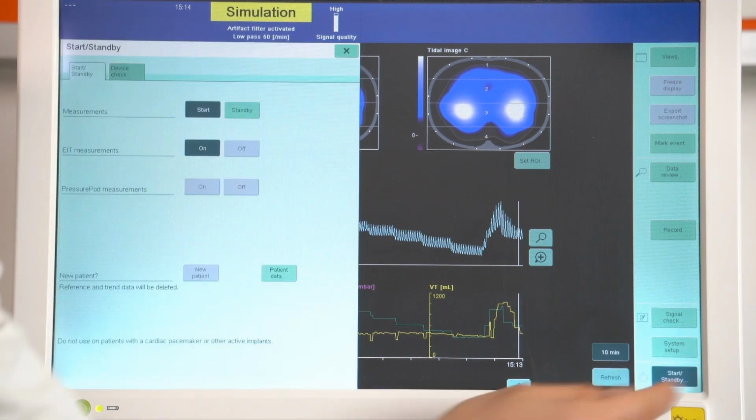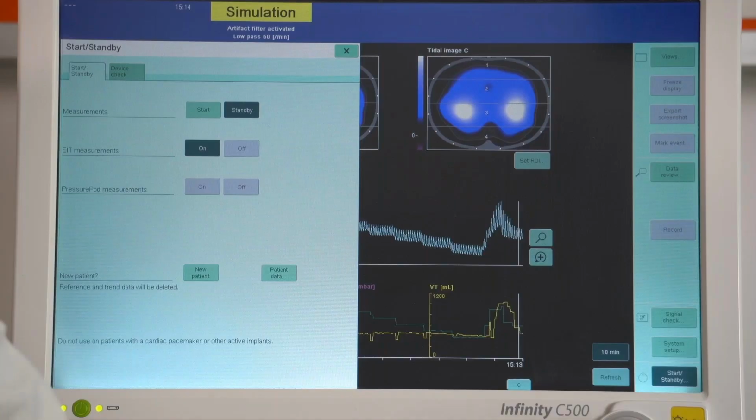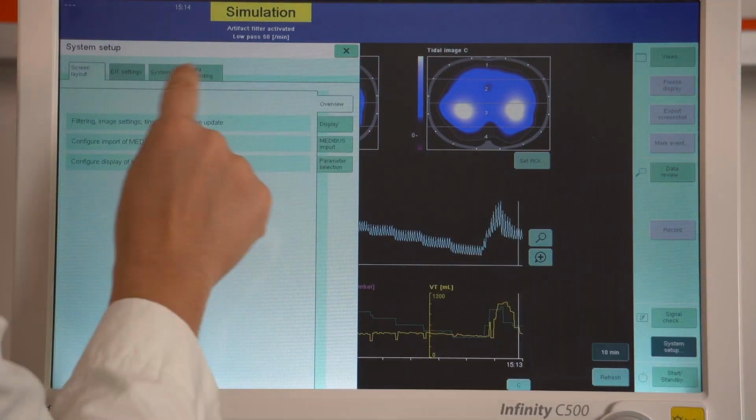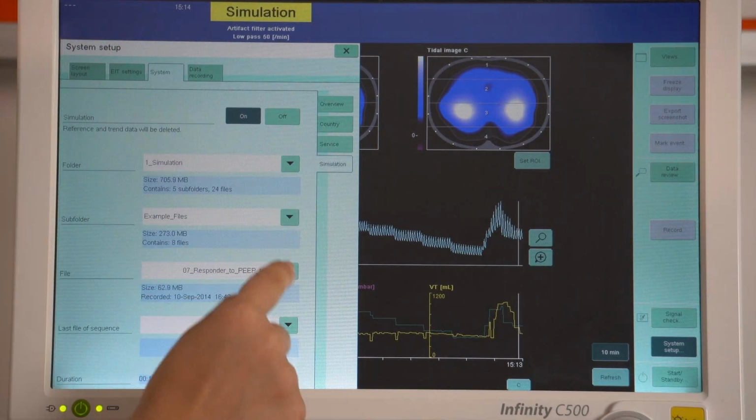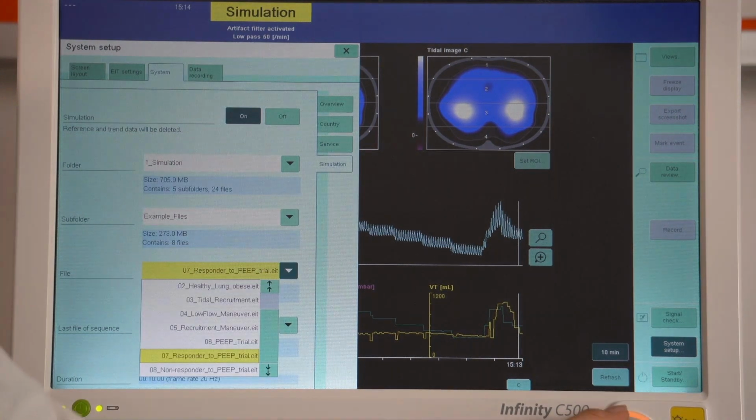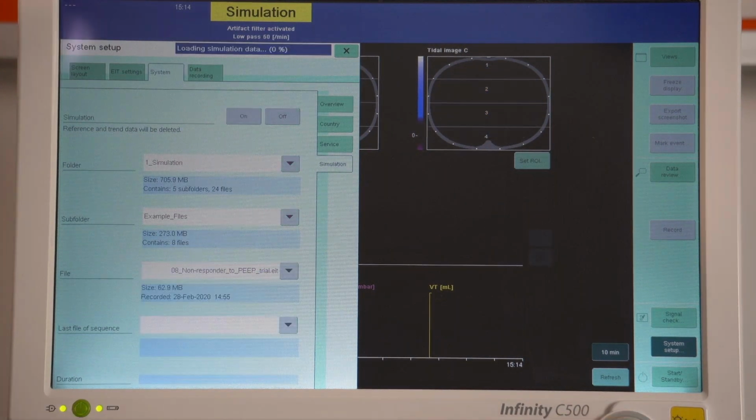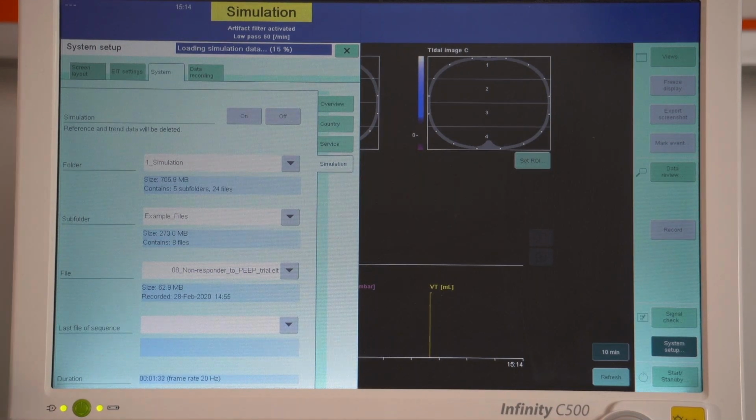Let's have a look at a different example. I would like to demonstrate to you the non-responder. That is also quite an interesting example, the non-responder to the recruitment maneuver. What you would see on your PulmoVista once we perform a recruitment maneuver on the non-responder. So the file needs to load as well.